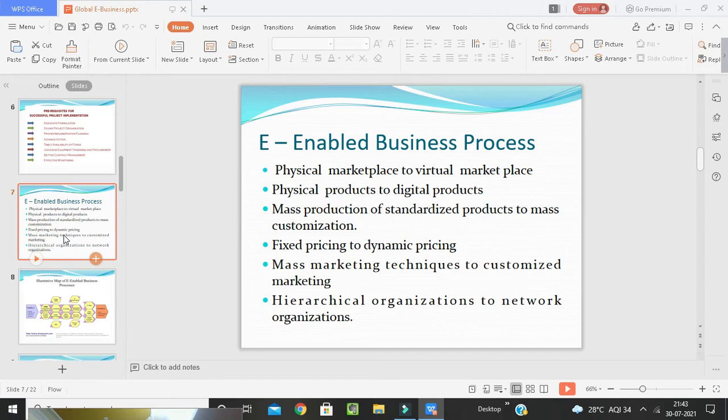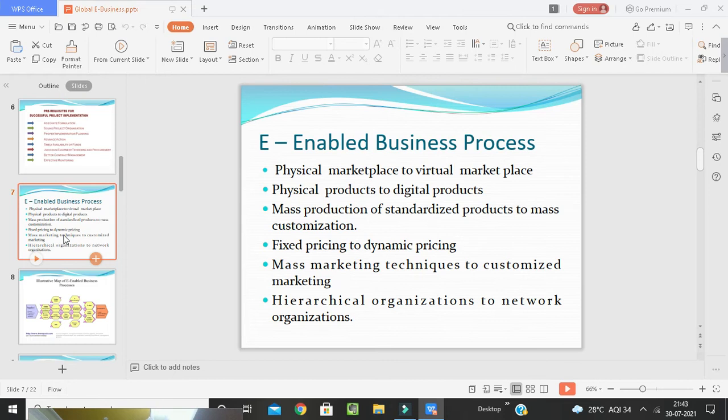Some of the changes brought about by e-business are summarized on the screen: physical market to virtual, meaning online marketplace; physical products to digital products; mass production of standardized products to mass customization; fixed pricing to dynamic pricing; mass marketing techniques to customized marketing; hierarchical organizations to network organizations. These are the keys where we can summarize.